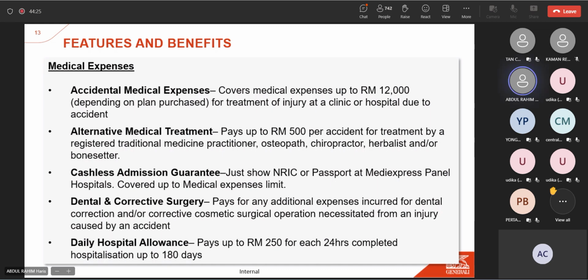Joseph Cheong, 24/7 means 24 hours, 7 days a week. Some policies only cover when you're working. So this is basically 24/7, 24 hours, 7 days a week, worldwide cover.